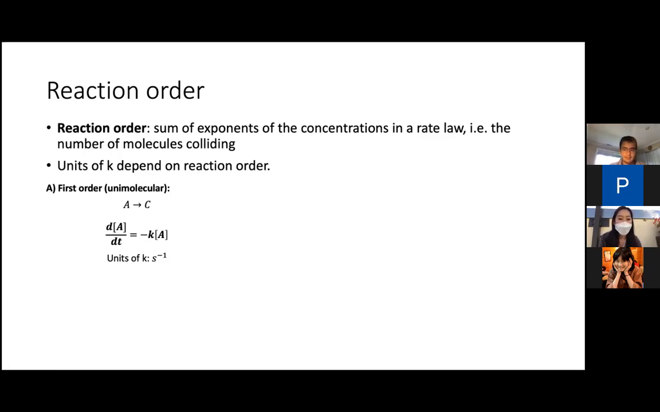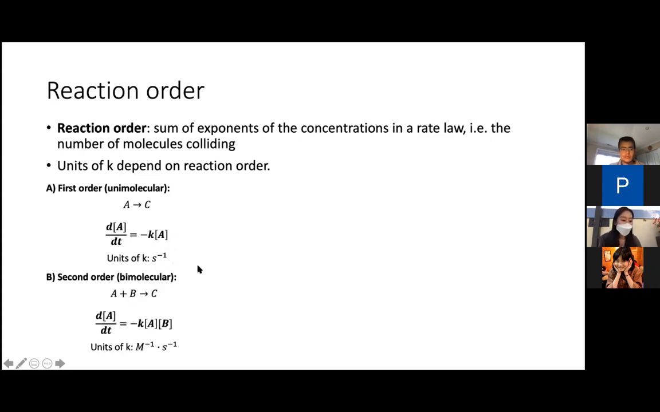And the units of K for a first order reaction would be s to the negative first power. This is because the units of concentration would be molar concentration, which is denoted by capital M. So on the left side would be capital M over seconds. To have the right side of this equation equal the left side, you would have to have s to the negative first power for K to have M over s on this side as well.